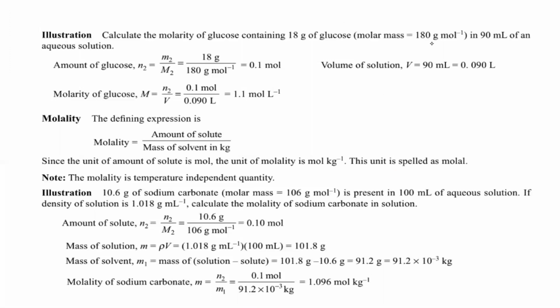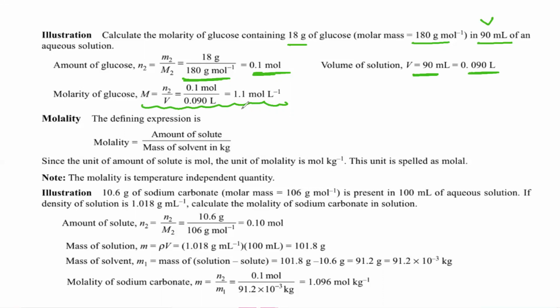Calculate the molarity of a solution containing 18 grams of glucose in 90 ml of an aqueous solution. Here the volume is given as 90 ml, and first we need to find the amount of glucose, that is given weight by molecular weight: 18 grams by 180, which is 0.1 mole. That is the amount of substance, the number of moles, and the volume is 90 ml, which can be written as 0.090 liters. By applying the formula, M is equal to N2 by V, 0.1 by 0.090 liters. We got the answer 1.1 moles per liter. So this is called molarity.